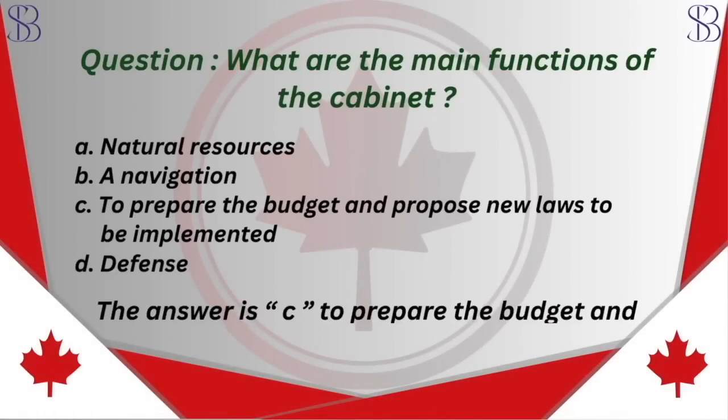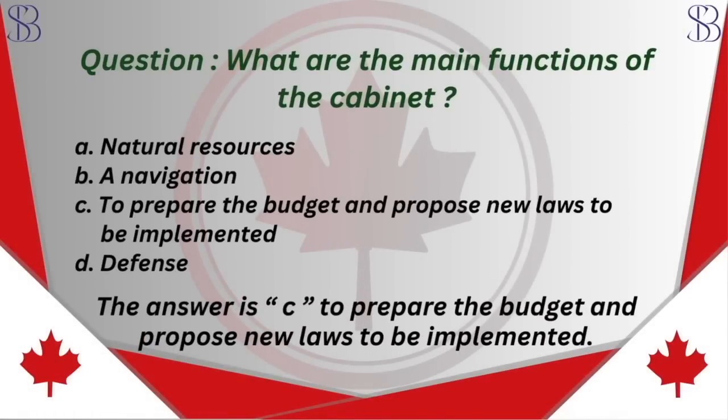Question: what are the main functions of the cabinet? A. Natural resources. B. Navigation. C. To prepare the budget and propose new laws to be implemented. D. Defense. The answer is C. To prepare the budget and propose new laws to be implemented.